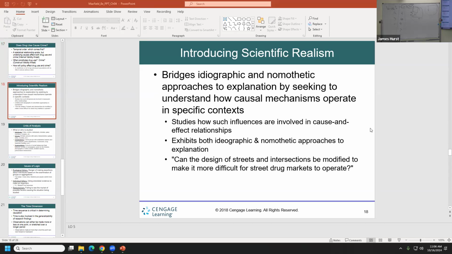Here's where they talk a little about scientific realism, that kind of thing. I like this question. Can the design of streets and intersections be modified to make it more difficult for street drug markets to operate? Yes.